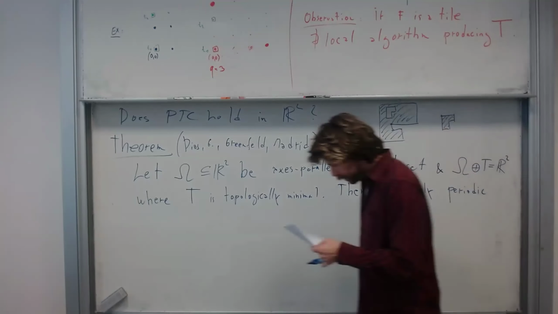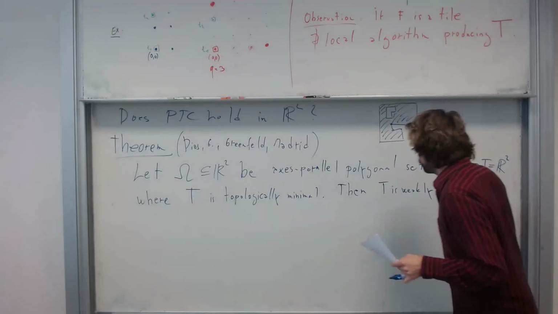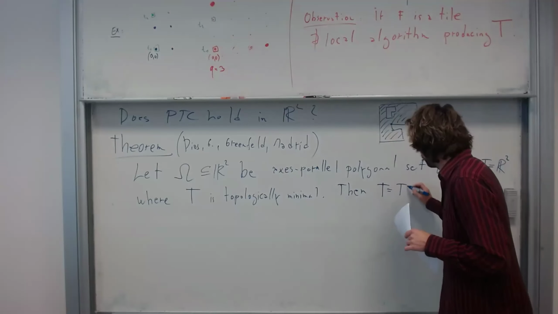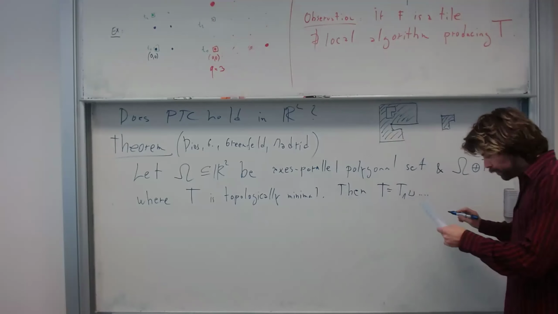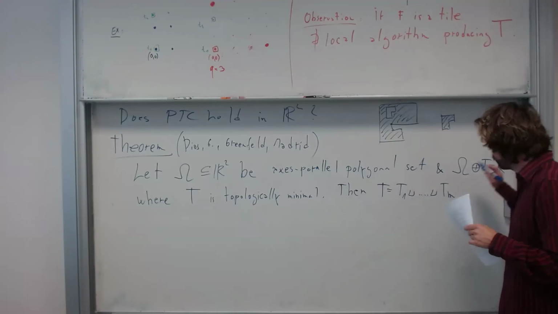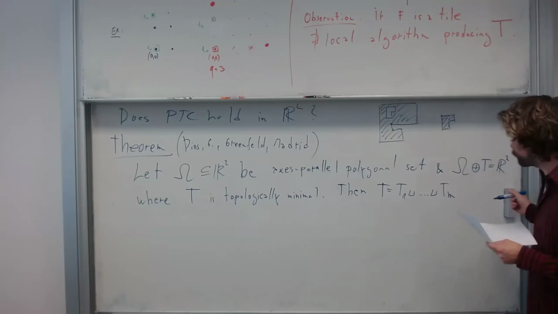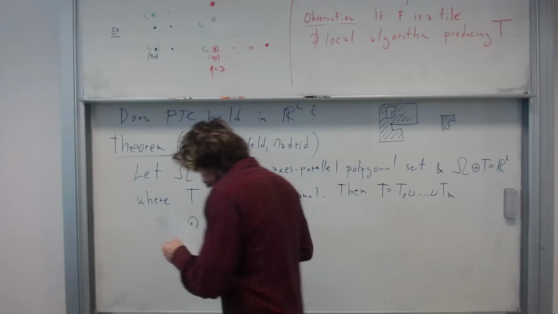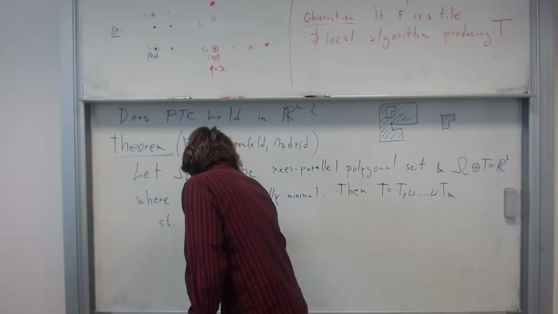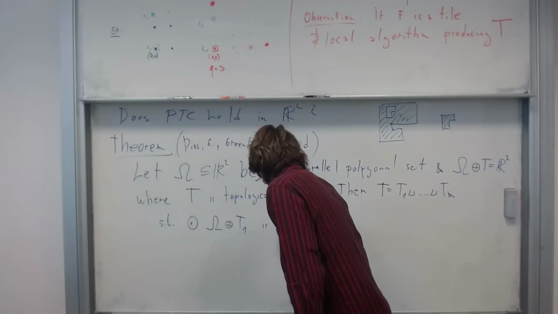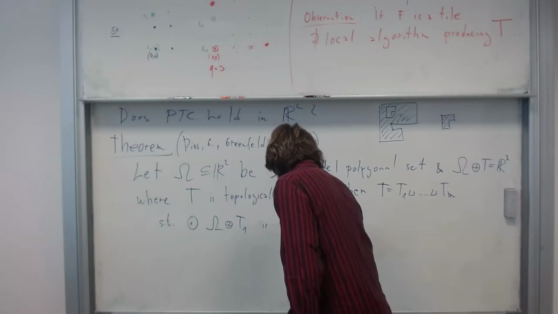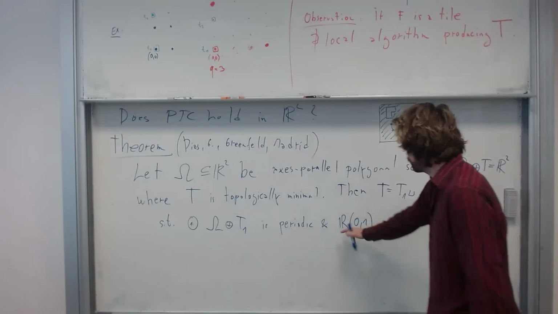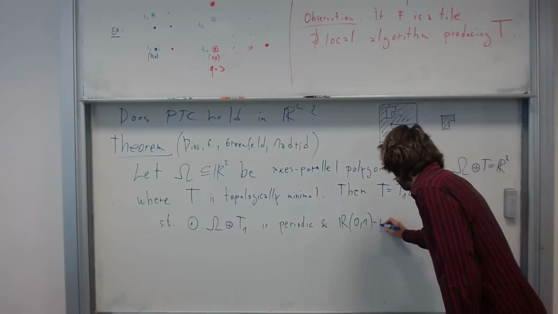Okay, so maybe let's not say this because I didn't define it. Let's just say the other property. Then we can write T as a disjoint union of, let's say, m many sets, such that each of these pieces is periodic and invariant, let's say, without loss of generality, in the vertical direction.